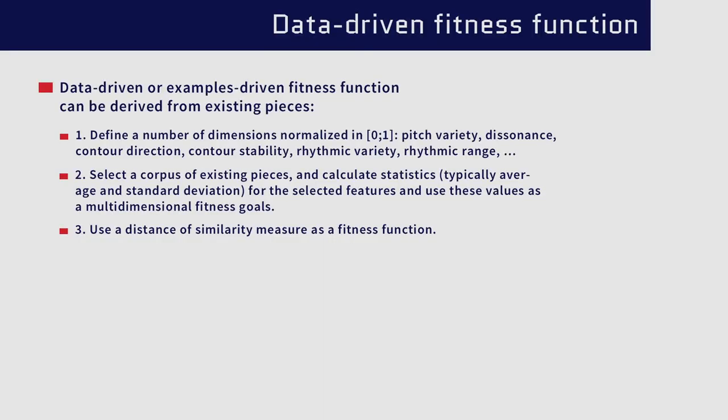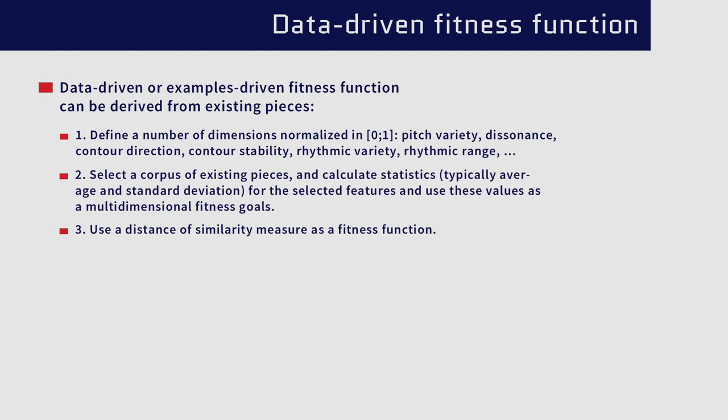Besides analytical fitness functions, data-driven or example-driven fitness functions can also be derived from existing pieces. A typical approach to do so is best explained in 3 steps. First, one defines a number of dimensions for the fitness function, all normalized to be scores between 0 and 1. These can be pitch variety, dissonance measures, contour directions, contour stability, rhythmic variety, rhythmic range, etc.